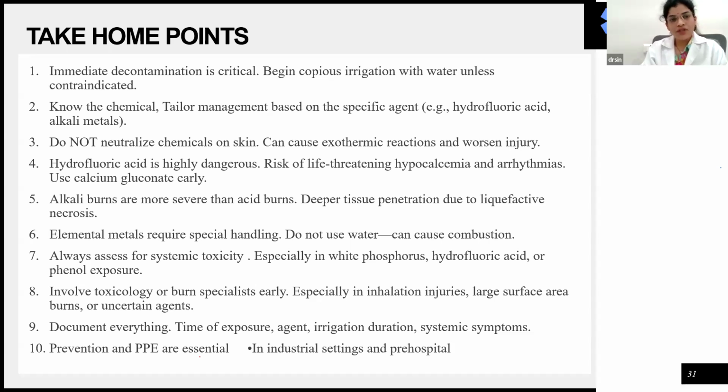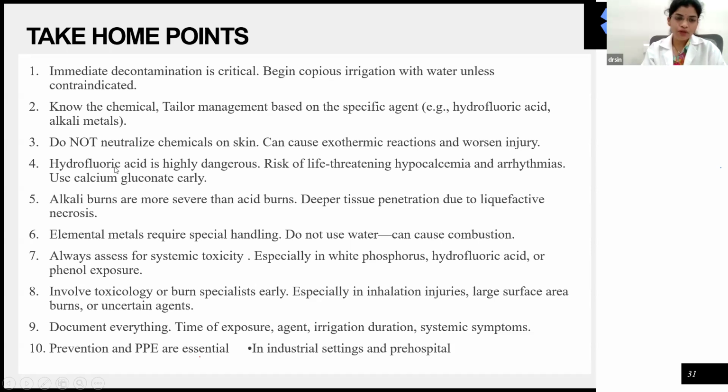So I think coming to the take-home points, immediate decontamination is critical. Begin copious irrigation with water unless contraindicated. And second is know the chemical. Tailor management based on the specific agent, like in cases of hydrofluoric acid and alkali metals. And number three, do not neutralize chemicals on skin because that can cause exothermic reactions and worsen injury.